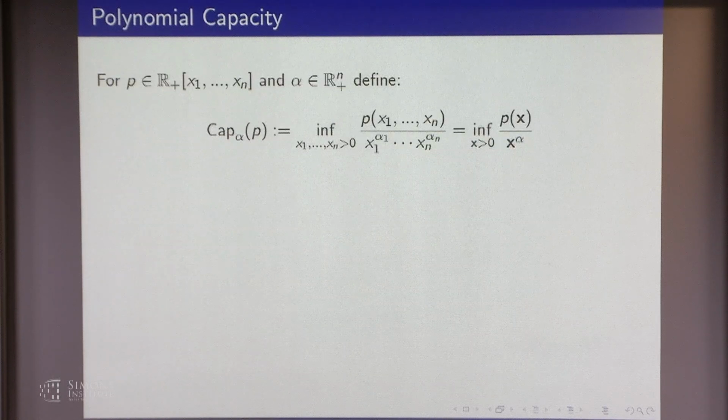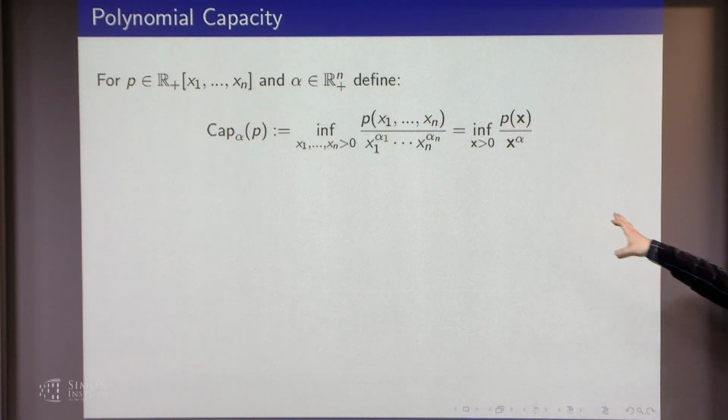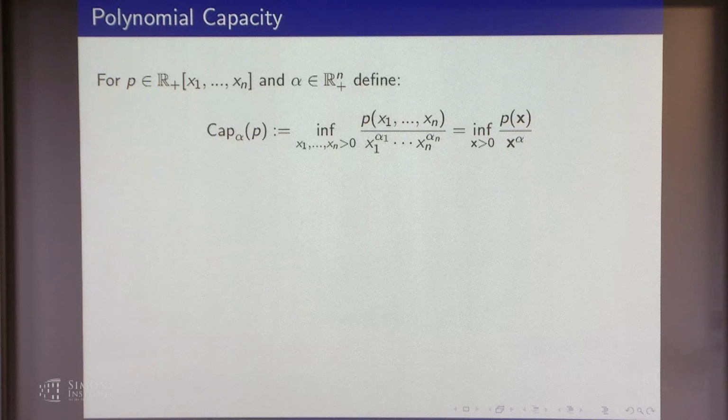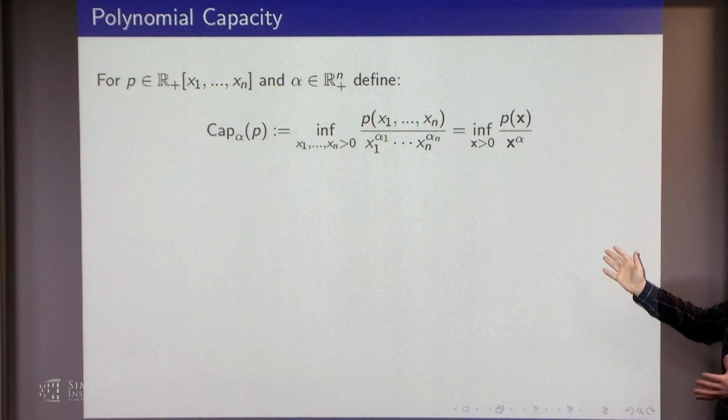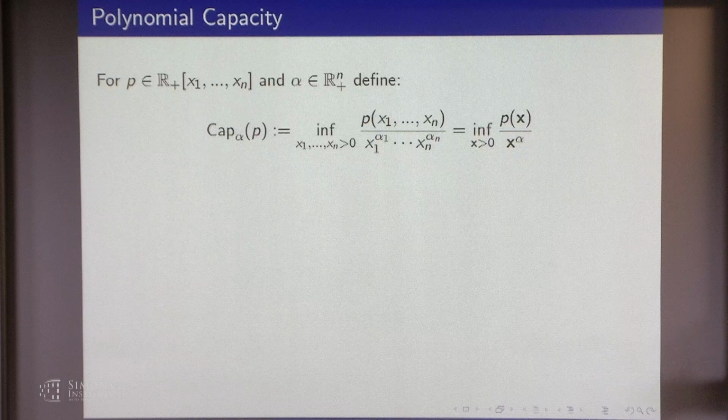So this is how it was defined earlier, and maybe it was a little bit less general than this. I can't remember if there was this alpha involved, but I'm going to define it this way, where you have some polynomial P in n variables with non-negative coefficients. You have some alpha vector with non-negative entries. And I'll define the alpha capacity of P to be this infimum over the positive orthant of evaluating P divided by this product of powered variables.